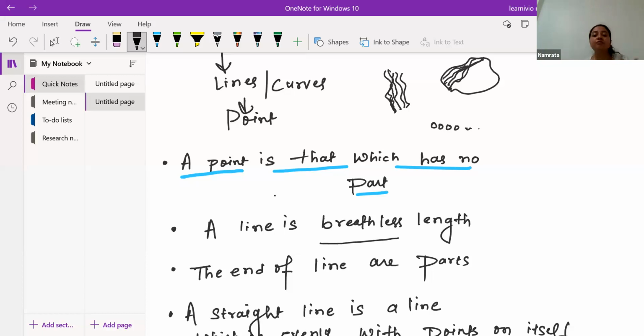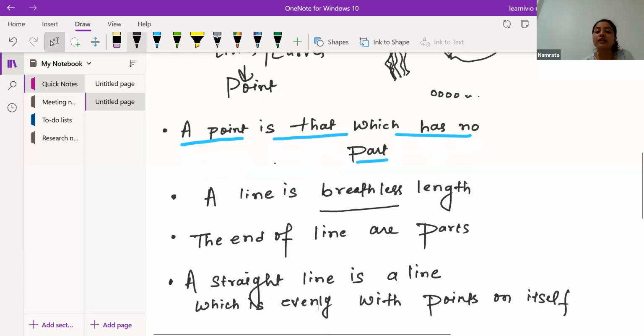Again, a very obvious thing Euclid has said. This type of fill in the blanks will be there: dash has no part. So you have to say point has no part, because we are learning first about point, then surface, curve, line, and solids. So what has no part? Obviously a point has no part. Which has no breadth? A straight line has no breadth, right? Or a line has no breadth.